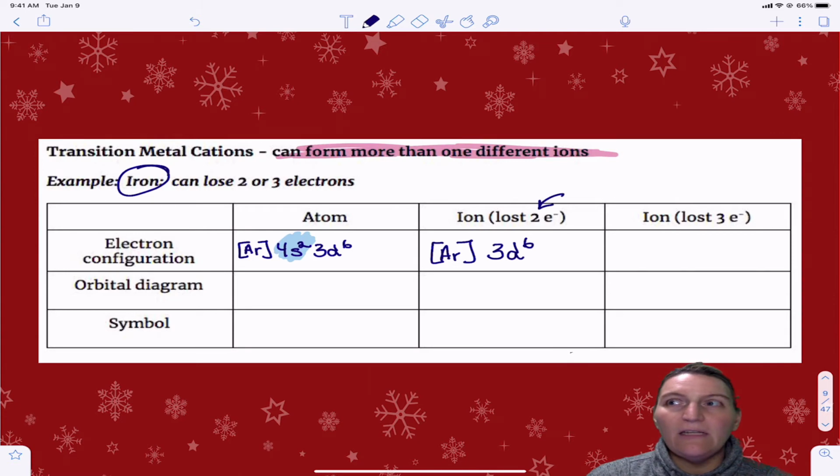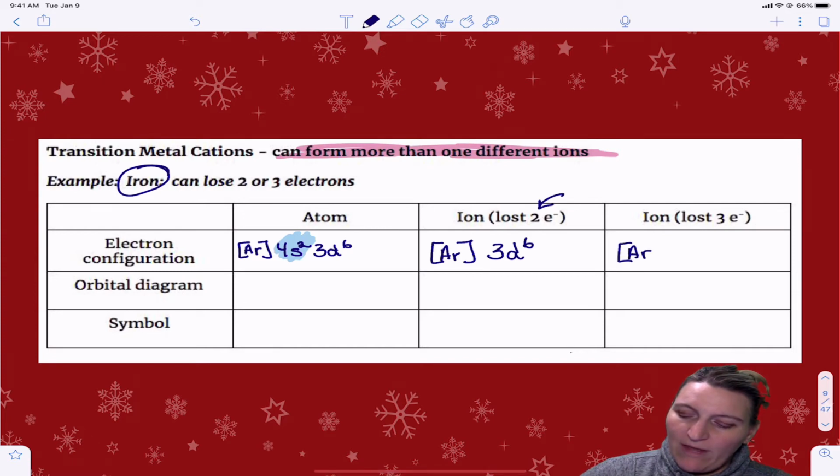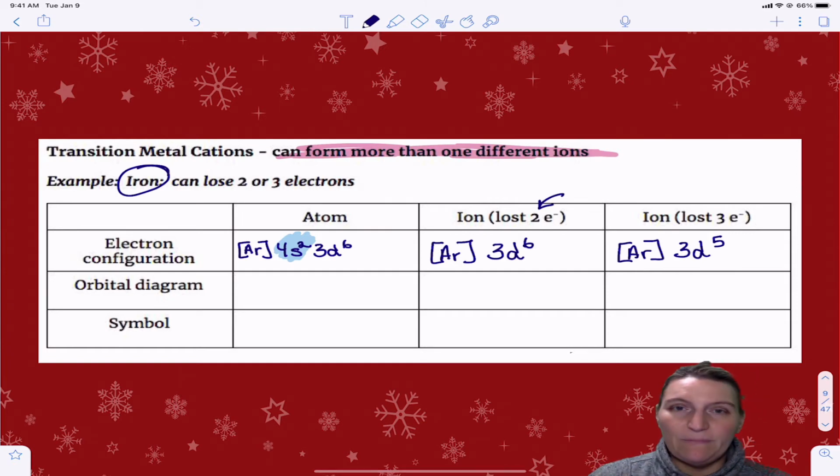That is sometimes difficult for students to understand. Why doesn't it lose the last ones filled? It loses the ones that are on the outside. When it loses 3 electrons, this is when it moves to 3d5, because it loses its 4s, and then it starts losing its d electrons. We'll see why this might be advantageous in a moment.